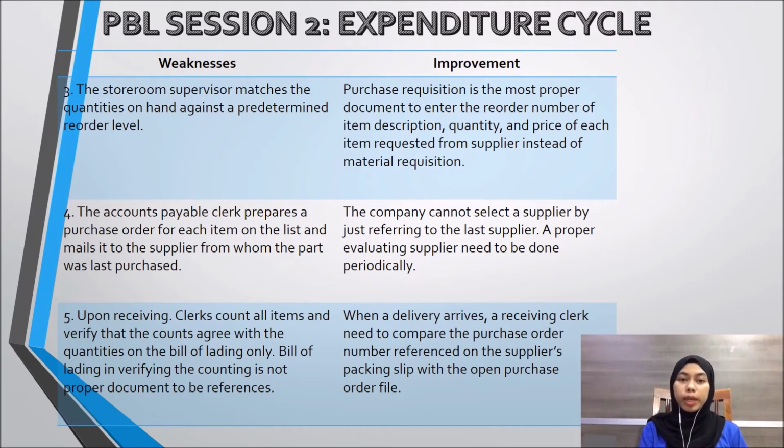The improvement that can be made for this weakness is the company cannot select a supplier by just referring to the last supplier. A proper evaluation of suppliers needs to be done periodically to meet a preferable price, quality of materials, and also to ensure the dependability in making deliveries. A list of potential alternative suppliers for each item also needs to be maintained in case the primary supplier is out of stock of a needed item.